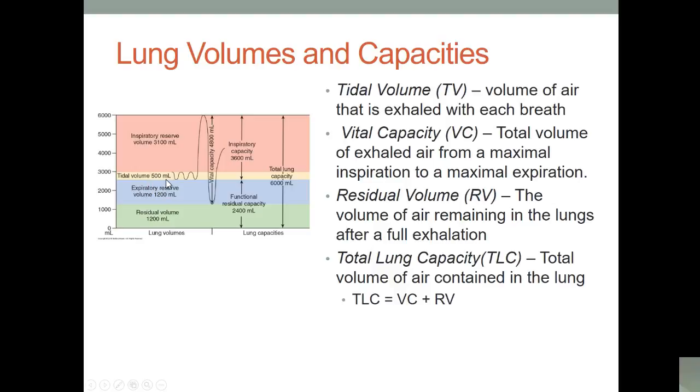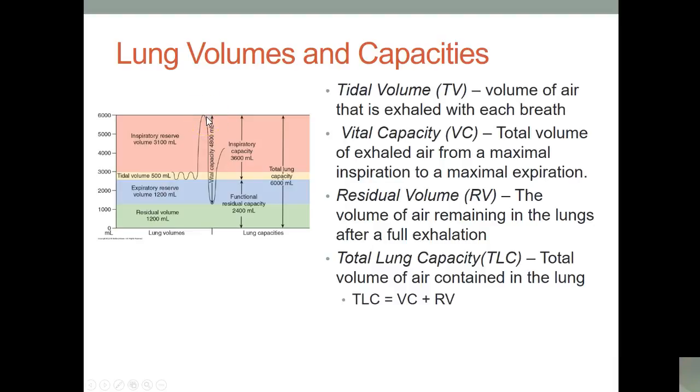Our vital capacity is our total volume of exhaled air from a maximal inspiration to a maximal expiration. So here we start with our tidal volume. We take a big breath in, completely fill our lungs with air, hold it for a second, and then blow all our air out as hard and as fast as we can, and we have a maximal expiration. That term is called our vital capacity.